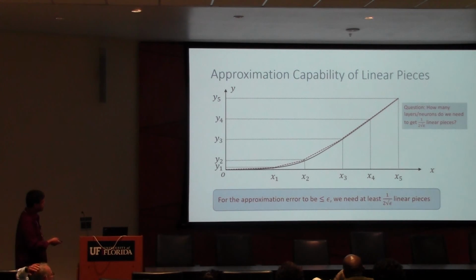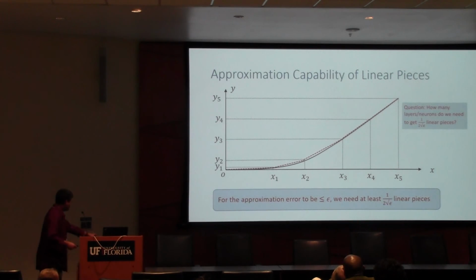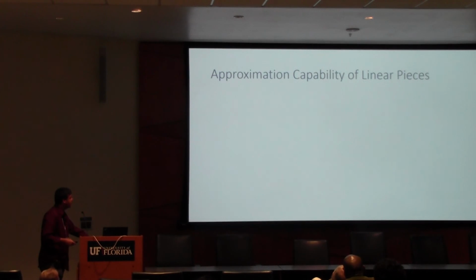So then the question boils down to this: I just argued that to get an approximation error of epsilon, you need 1 over square root of epsilon linear pieces. So how many neurons, how many layers, and how many neurons per layer do you need to get 1 over square root of epsilon linear pieces? If I answer this question, then we are done. And that is actually pretty straightforward, and I have a feeling that Dasgupta and Schnitger must have known this.